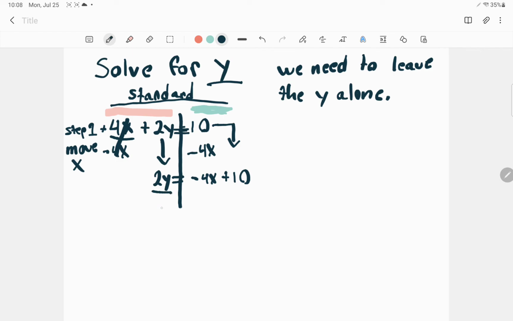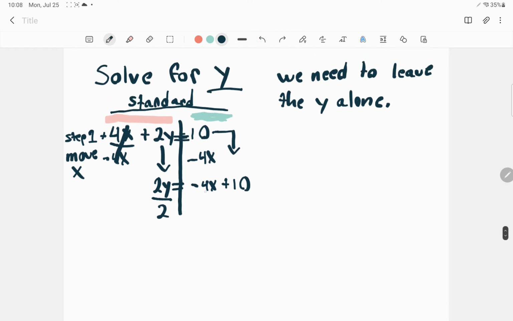Now, next step, very easy. Yes, if you were thinking we're gonna have to divide by 2, you're right. Why is that? Because the 2 and the y are getting multiplied. And what's the opposite of multiplication? Division. So in order to get rid of the 2, I'm gonna have to divide by 2 on both sides. As you notice, I made 2 different fractions, and I want you guys to get used to doing that. I didn't put it all under one fraction. Because I have a plus right here, I'm putting 2 different fractions. So I'm gonna have negative 4x divided by 2, and also 10 divided by 2.